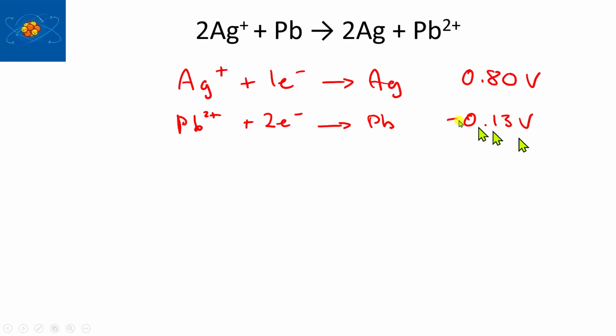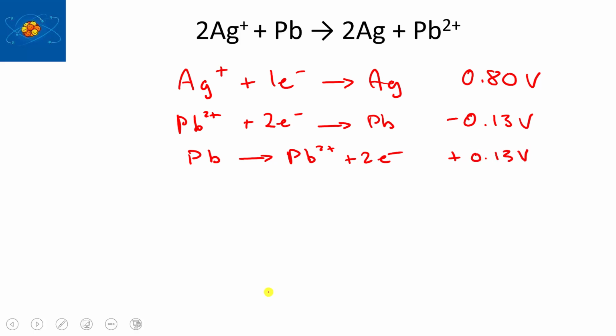Now to calculate the cell potential, what we're going to do is look to see which of these two reactions needs to be flipped, right? So the lead clearly is the one that needs to be flipped. So it'll be written as Pb goes to Pb2 plus plus 2 electrons, and that's going to be positive 0.13 volts.